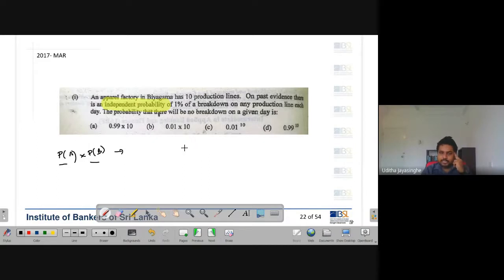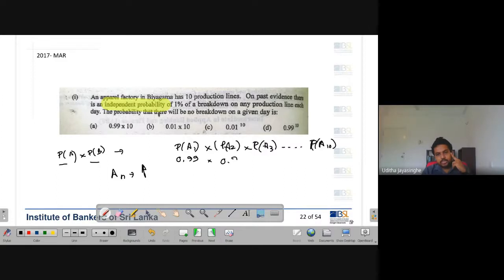If these are machines, then I'm going to define something like PA1 multiplied by PA2 multiplied by PA3 up until PA10. If I'm going to demarcate this A as my uptime, this is going to be 99%. This is also going to be 99%. Similarly, up until the 10th machine, it's going to be 99%. So, what's the answer?